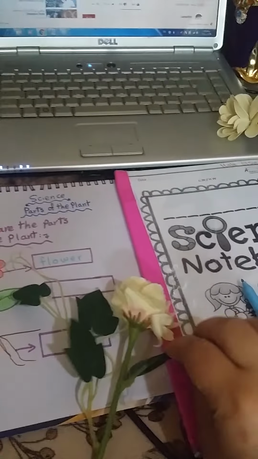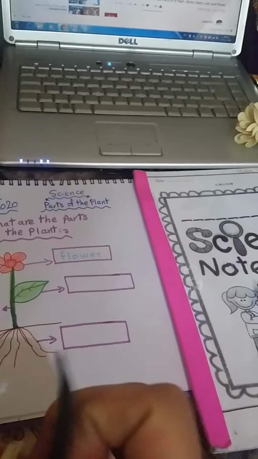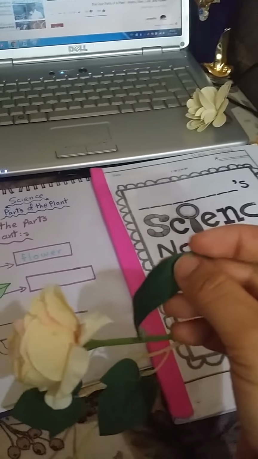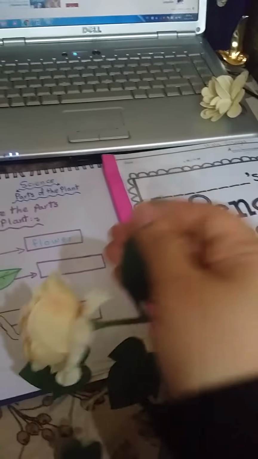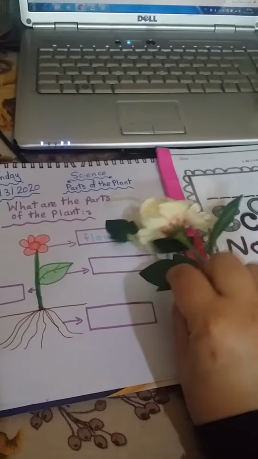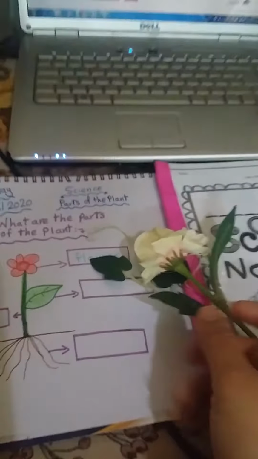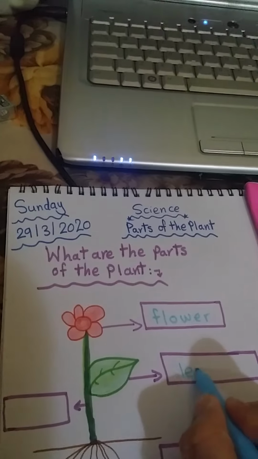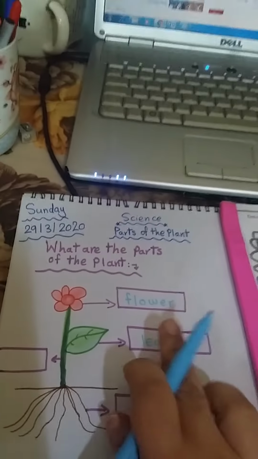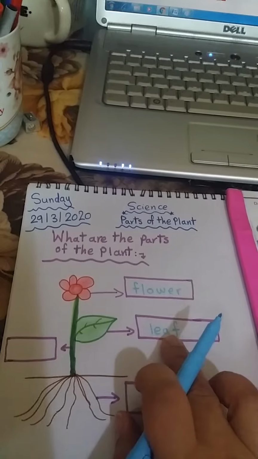This is a leaf. You remember a leaf? This is the leaf of the plant. Leaf. Here, this leaf. And here also leaf. And this leaf. So what is this? Leaf.